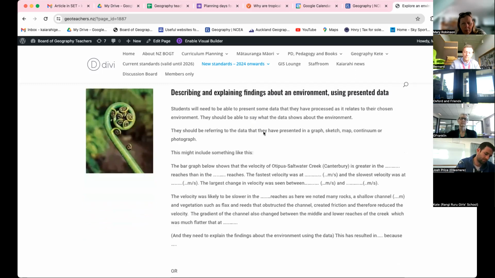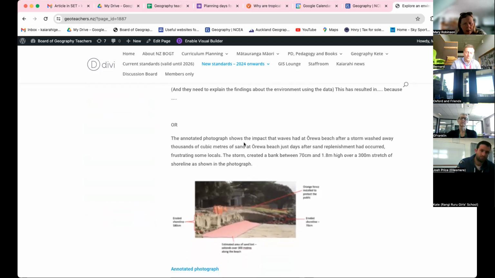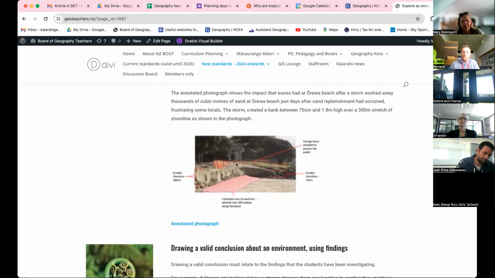So I've got a couple of examples. Like, here's a photograph that's been annotated. So the kids don't just shove in a photograph. This one actually is a terrible picture. It hasn't come out particularly well, but it's been annotated in such a way. And then the students have to refer to the annotated photograph. It shows the impact that waves had at Oputama Beach, and so on. And preferably refer to some data. Does that make sense? Yes.